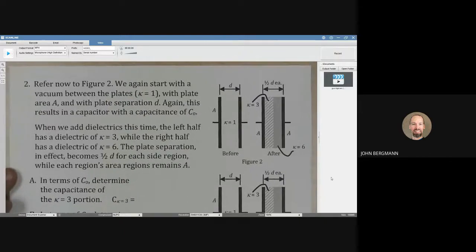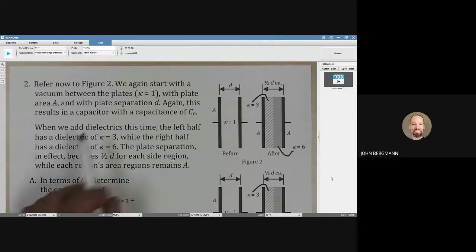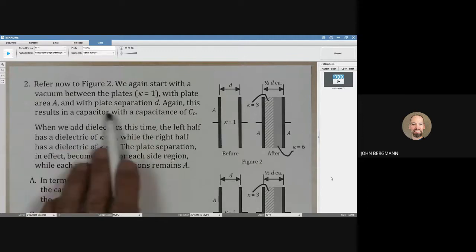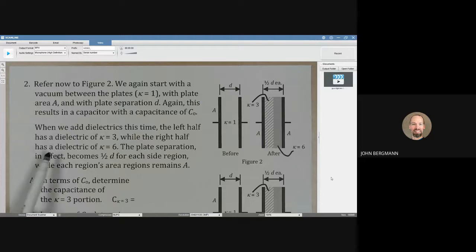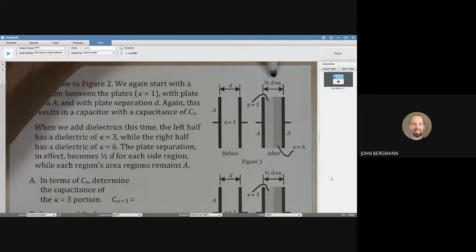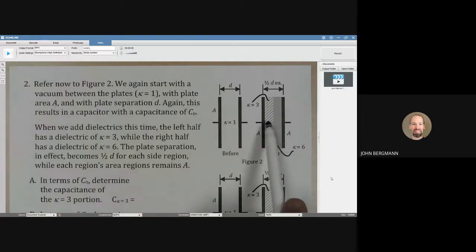Refer now to figure 2. We start again with a vacuum between the plates. Plate area A, plate separation D. This results in a capacitor with capacitance of C naught, just like before. When we add dielectrics this time, the left half gets a dielectric of K equals 3, and the right half gets a dielectric of K equals 6. So you can see here in figure 2, in the upper right portion, the effective thickness of each of these is now 1/2 D. 1/2 of D for K equals 3 and 1/2 of D for K equals 6.